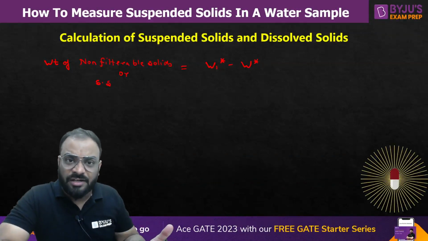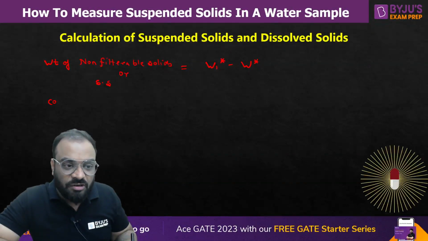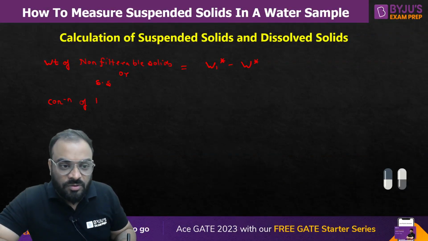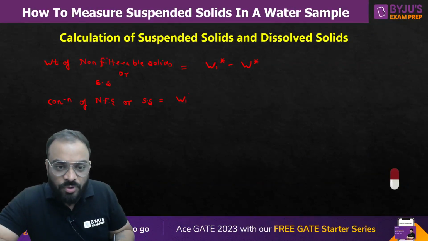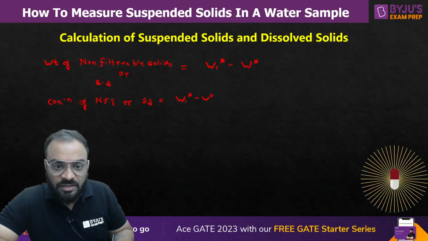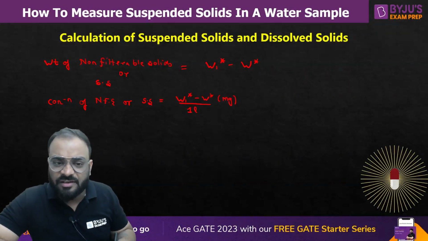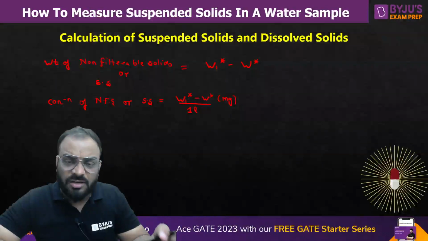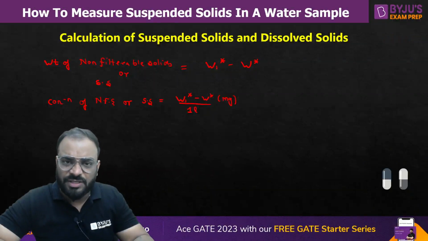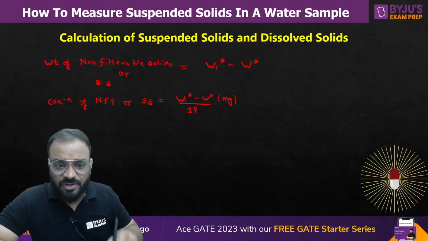So again, we know that we have taken 1 liter of sample. So ultimately the concentration of non-filtrable solids or suspended solids should be equal to W1* minus W* divided by 1 liter of sample. So this value is in milligram. So ultimately we can write here, guys, this is milligram per liter, which is the concentration of non-filtrable solid or suspended solid. By using the same approach, you are able to measure the concentration of dissolved solid also. So let's do it.